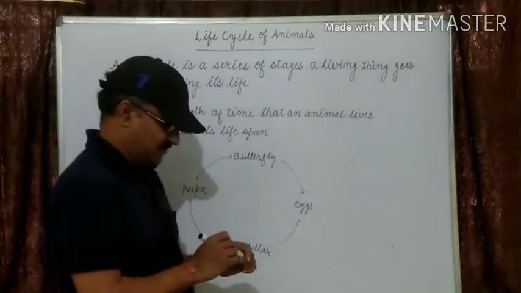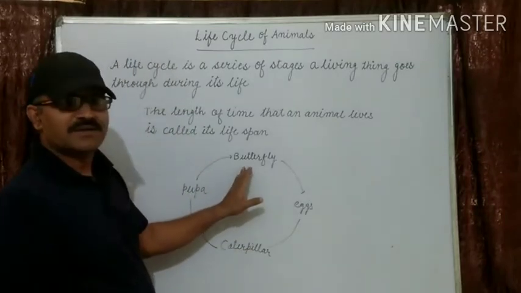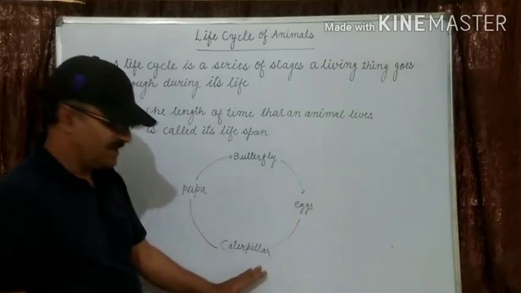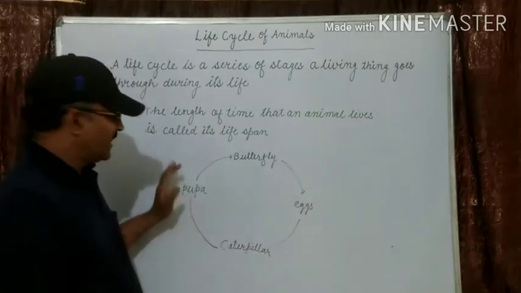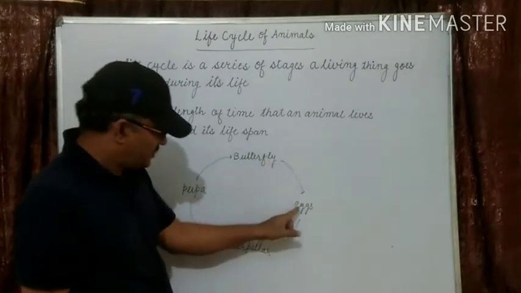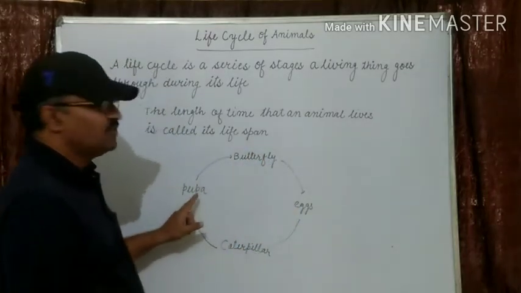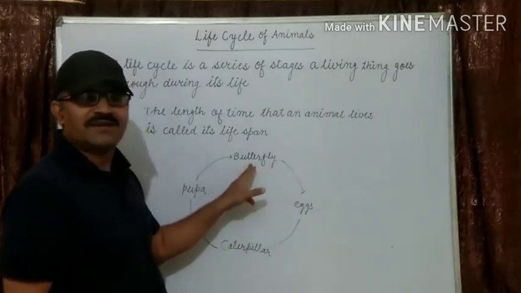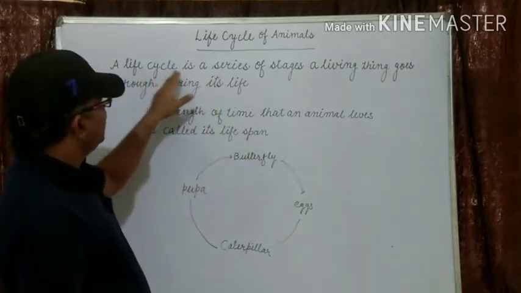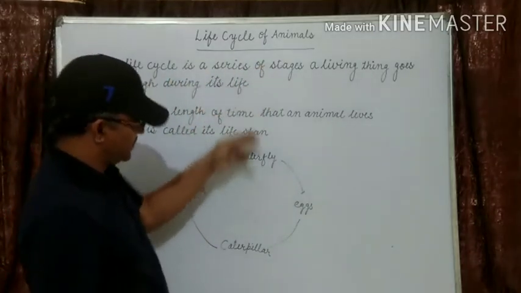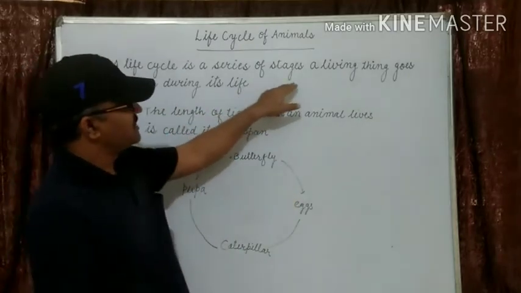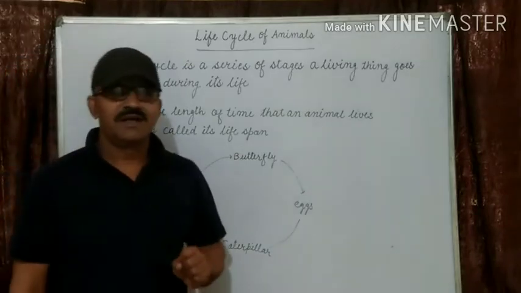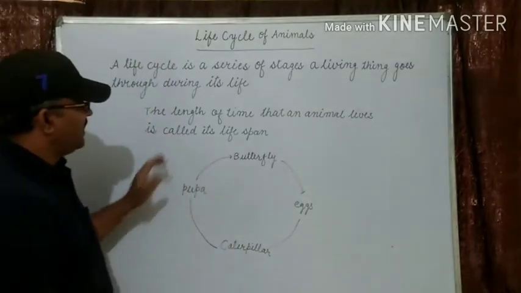Now you see, butterfly produces eggs. Eggs convert into caterpillar, and caterpillar converts into pupa, and pupa converts into butterfly. These eggs, caterpillar and pupa are the stages of life of a butterfly. I am saying a life cycle is a series of stages. This is the series. Series of stages a living thing goes through during its life is called the life cycle. And lifespan, the length of time.